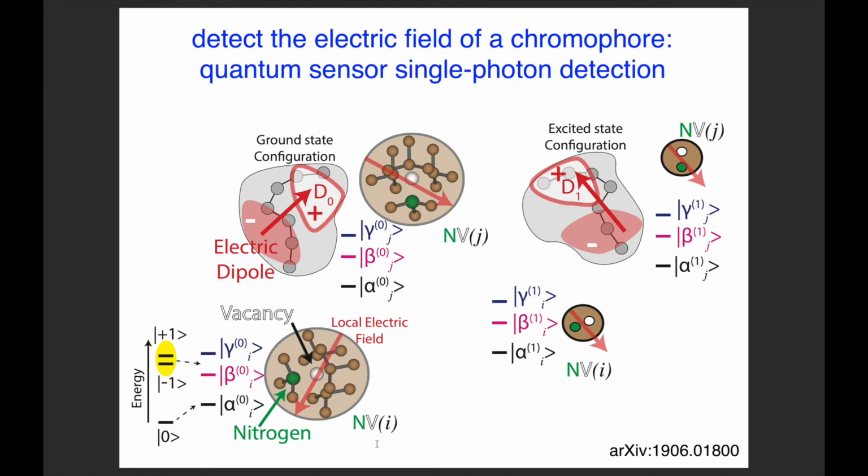Now, what we propose is something a little different, using the quantum spin sensor instead. So the NV is responsive to the local electric field. If you change the conformation of a molecule, as indicated here, here's the ground state configuration, here's the excited state configuration. So there's a ground state dipole and an excited state dipole. As a result, the electric field acting on the NV is going to change, and the energies of these three states of the spin 1 will also change.